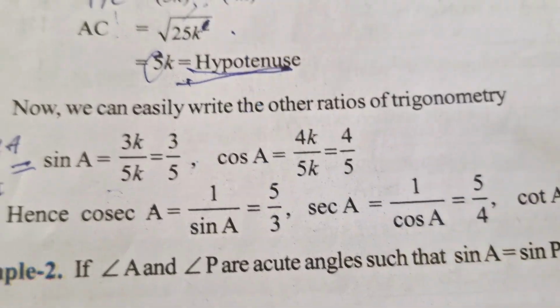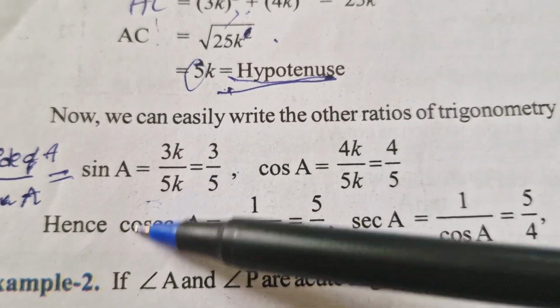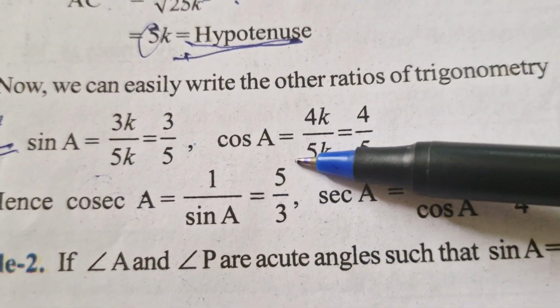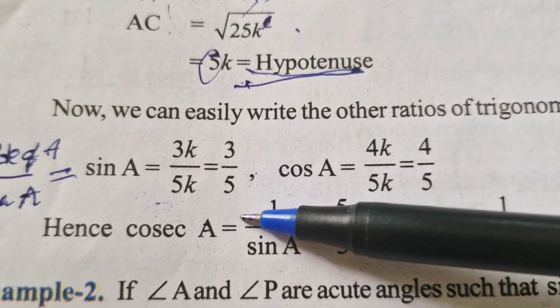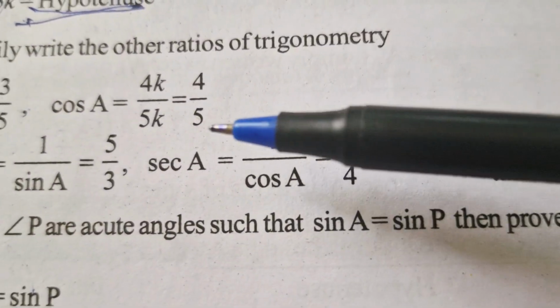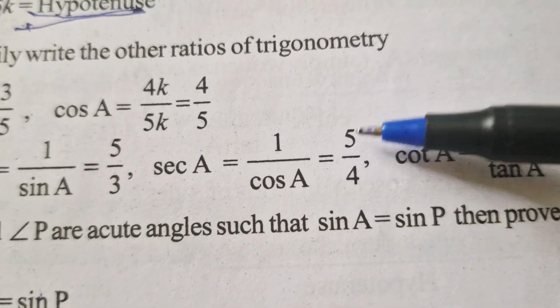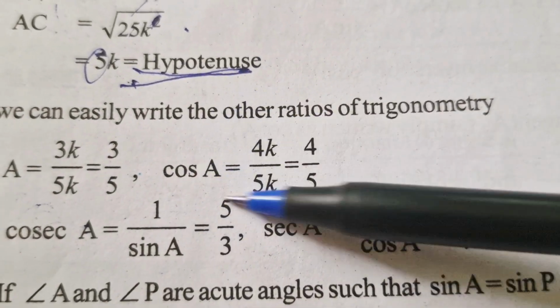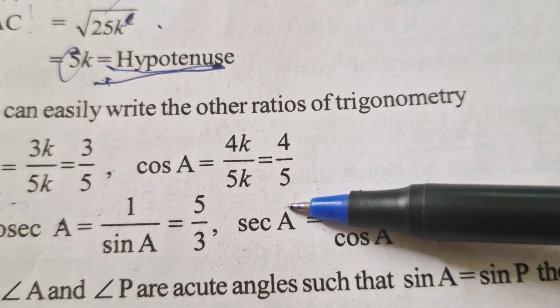These are the ratios. As I said, cosecant A is the reciprocal of sin A. So 5 by 3, here 3 by 5. In the second case, secant A is equal to 5 by 3, 5 by 4. Here cos A is equal to 4 by 3.